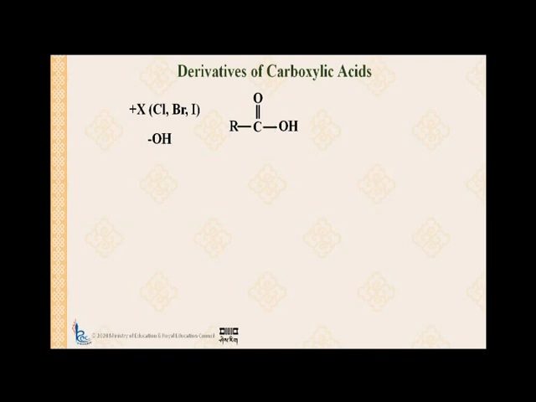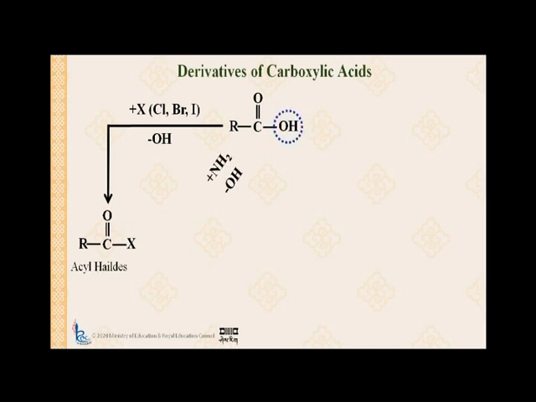If OH is replaced by halogens such as chloride, bromide, or iodide, then we get the general formula RCOX, and the general name of this is acyl halide. So acyl halide is the first derivative of carboxylic acid. Second, if you remove this OH and replace it with the amide group NH2, then we get RCONH2, and this RCONH2 is known as acid amide.